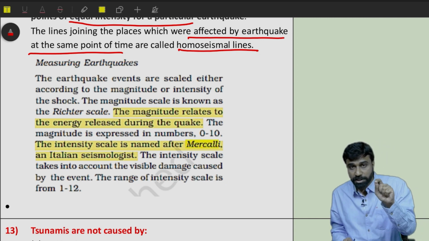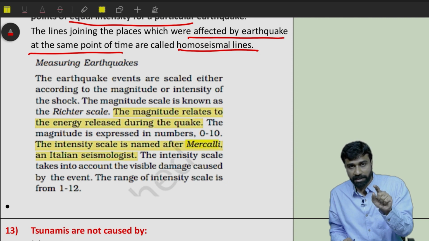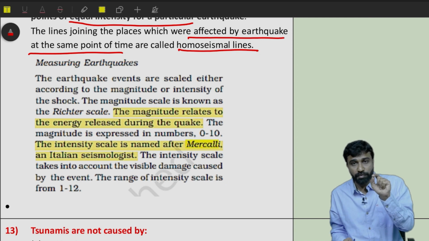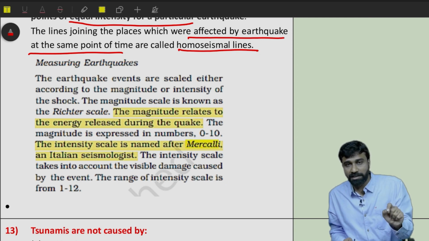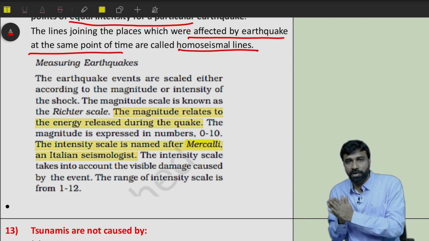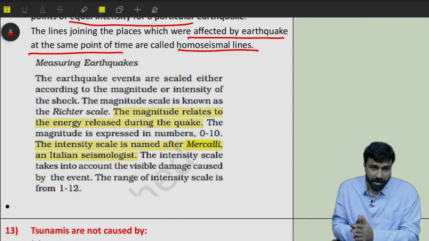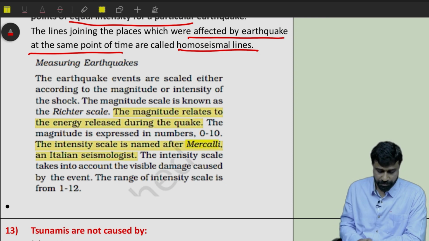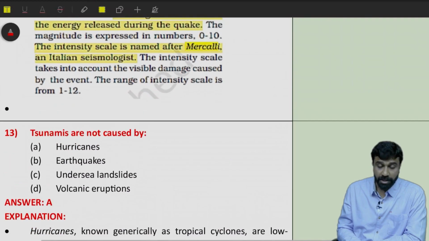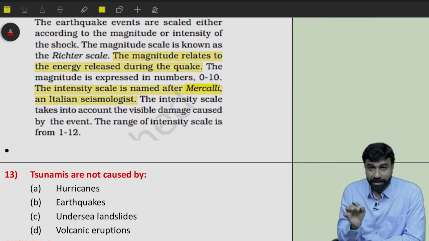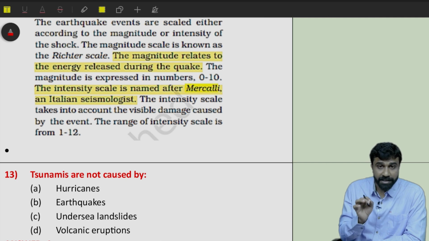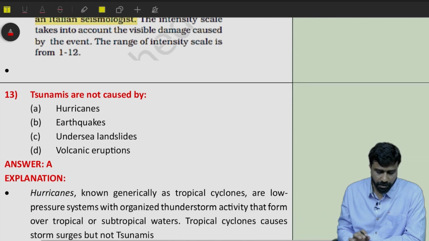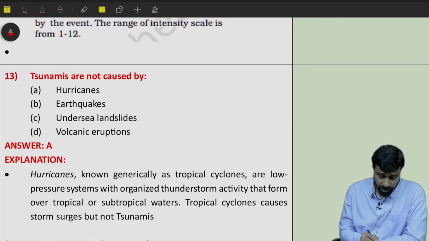So Richter scale is to assess the magnitude of the earthquake, that is the energy generated at the time of occurrence of the earthquake, and Mercalli scale is focusing on intensity of the earthquake which caused the damage. The amount of damage occurred is measured by the Mercalli scale, and the energy produced at the time of earthquake occurrence is measured by the magnitude. Simple. So the magnitude scale, the Richter scale, contains 1 to 10 points, and the intensity scale, Mercalli scale, contains 1 to 12 points.